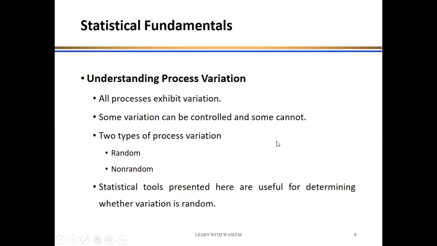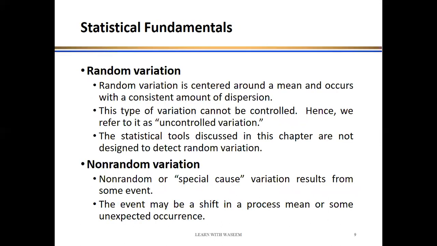Just listen to it and keep focus on my words. This type of random variation cannot be controlled. Hence, we refer to it as uncontrollable variation. The amount of random variation in a process may be either large or small. When the variation is large, the process may not meet specifications on a consistent basis. The statistical tools discussed in these lectures are not designed to detect random variation.